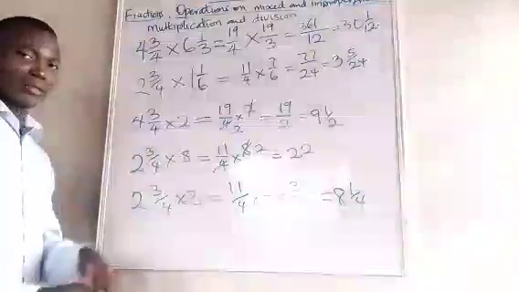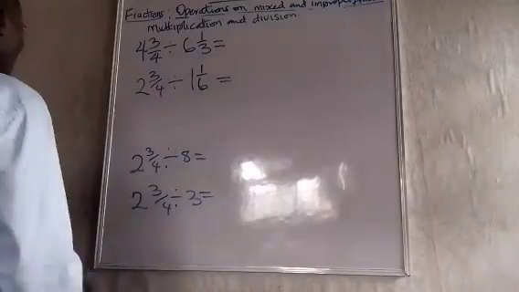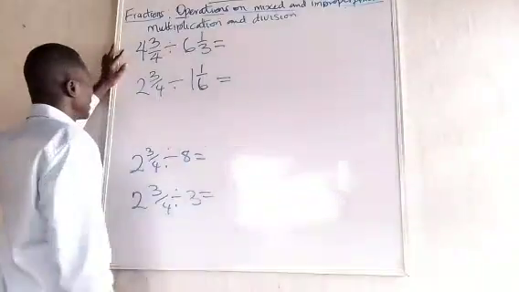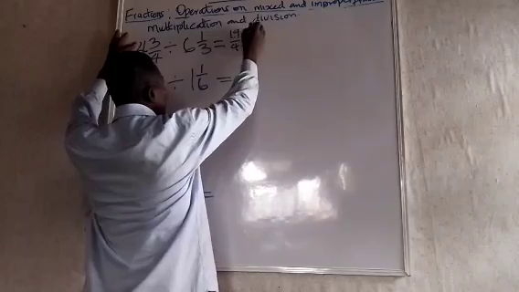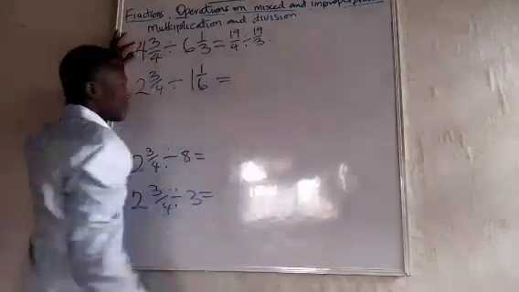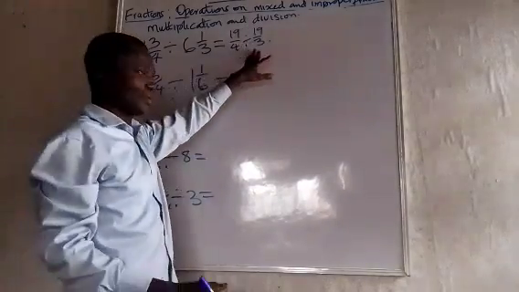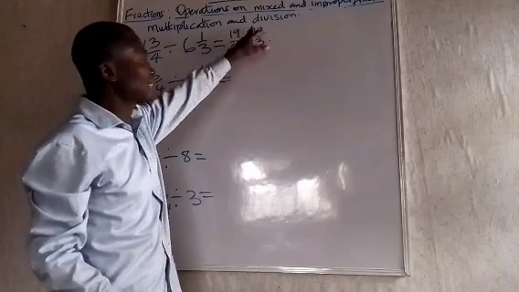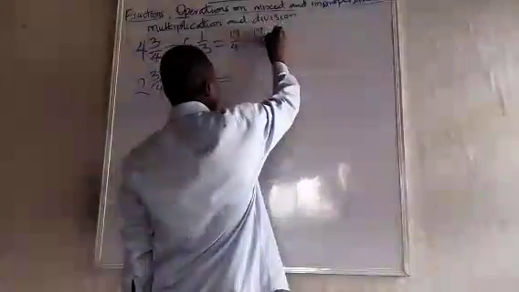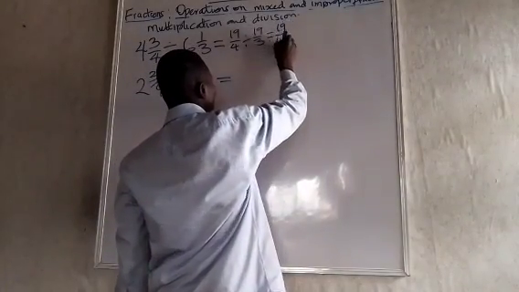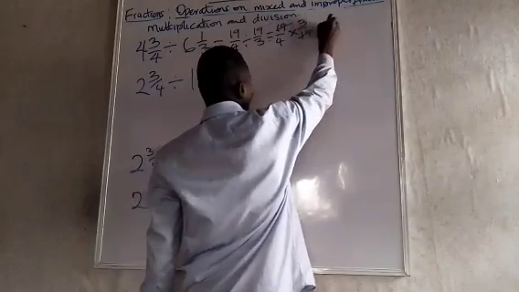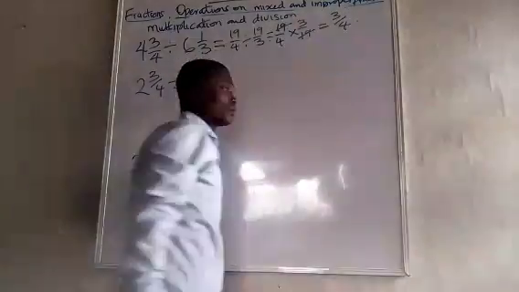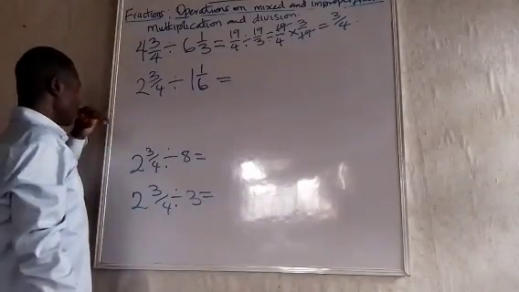Now let's go to division. So in this instance, let's see how the division will go. We have 19 over 4 divided by 19 over 3. You know, we have said that this side will be multiplied by the reciprocal of this side. So this is what I mean. It's going to be 19 over 4 times, this one will be reversed, 3 over 19. So this one cancels this. So the answer is 3 over 4. You understand?